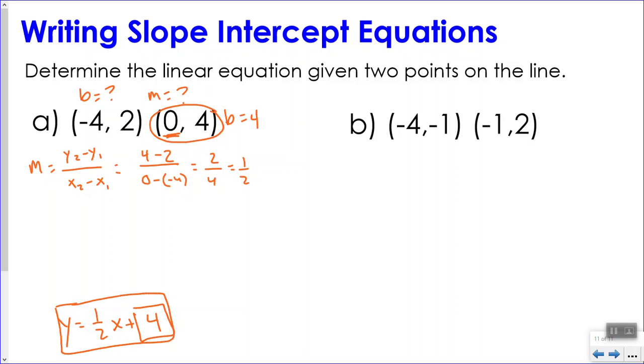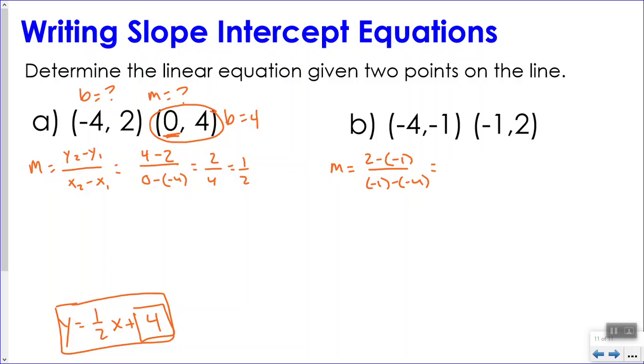I need to fill in that y-intercept. If I look at my points, here I have an x-coordinate of 0. That means that this point sits on the y-axis. So that means that my y-intercept is 4. So we don't have any extra work to do. This one's nice and easy because we get our y-intercept right from the information that's given.